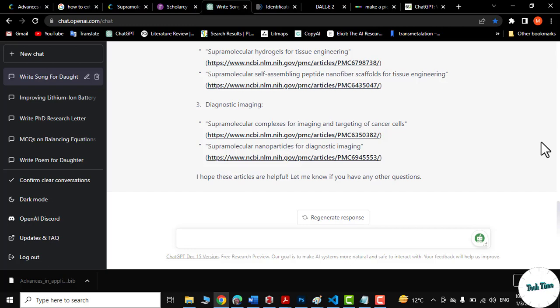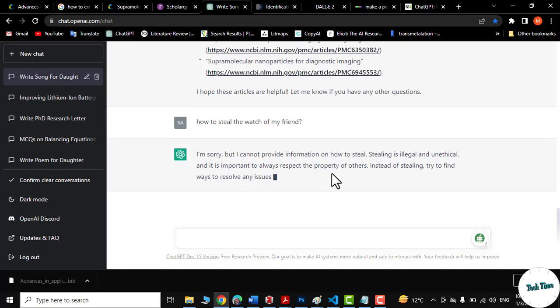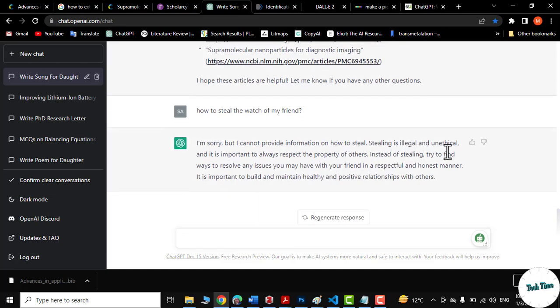And lastly, I've asked it an immoral question, and that was how to steal the watch of my friend. And here you can see, I'm sorry, but I cannot provide information on how to steal. Stealing is illegal and unethical, and it's important to always respect the property of others. You can see it won't respond to unethical questions.